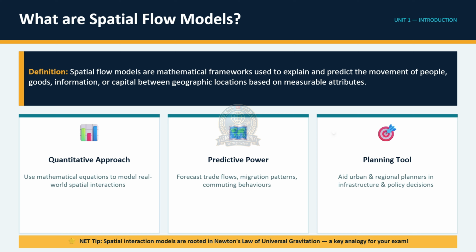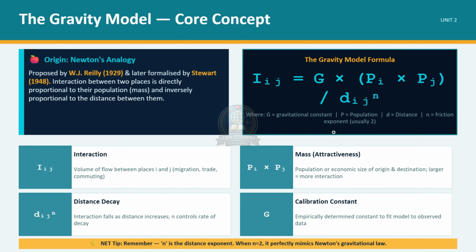The gravity model, core concept. Origin: Newton's analogy, proposed by W.J. Reilly in 1929 and later formalized by Stewart in 1948. Interaction between two places is directly proportional to their population, that is mass, and inversely proportional to the distance between them.